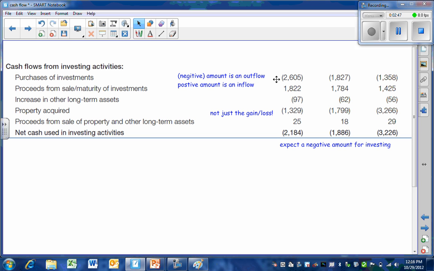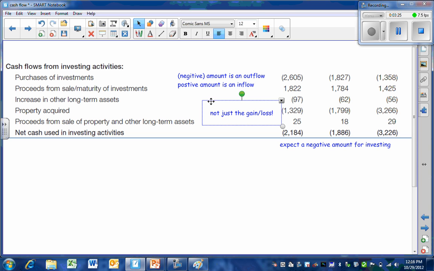So companies' portfolios will be changing constantly. We can have a year where we purchase more than we realize in proceeds, or vice versa. We can have inflows and outflows relating to the sale of property. And here we're buying property, so it's an outflow, a negative number. And we have the sale of property and long-term assets.